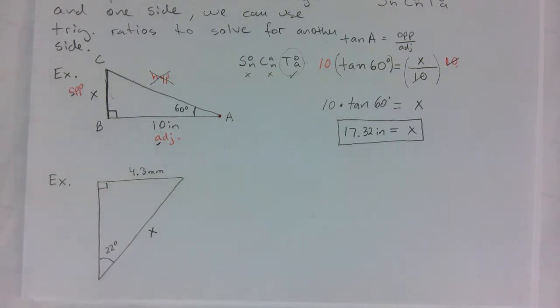So you see a triangle. You try to figure out what is happening here. Okay, I have an angle and a side. Okay, I can use SOHCAHTOA. I can use trig ratios here.